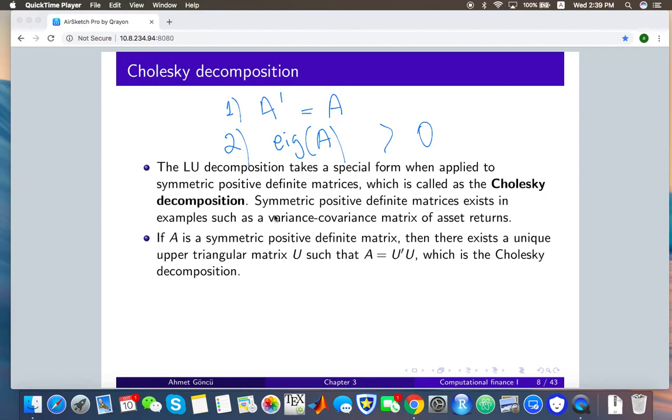So if these two conditions are satisfied, then we can directly use the special case of LU decomposition, which is the so-called Cholesky decomposition. And in this decomposition, different from the LU method, we can directly decompose our coefficient matrix A in terms of only the upper triangular matrix. So this is the upper triangular matrix transpose times the upper triangular matrix U.